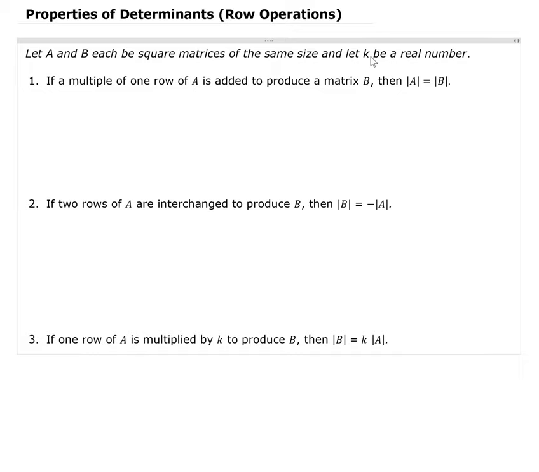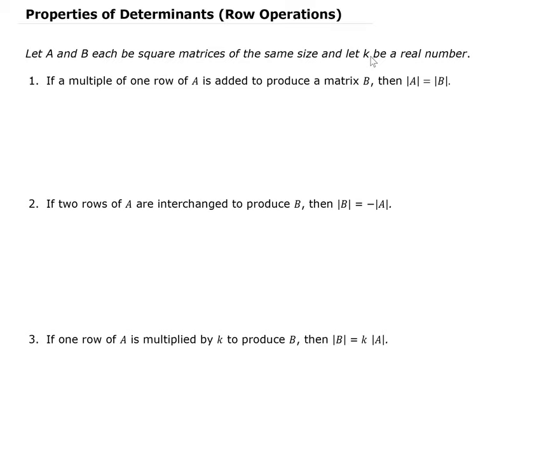The first property says that if a multiple of one row of A is added to another row to produce a matrix B, then the determinant of A is the same as the determinant of B. All this says is that if you take a multiple of one row and add it to another row, the new matrix that you end up getting has the same determinant as the original matrix.